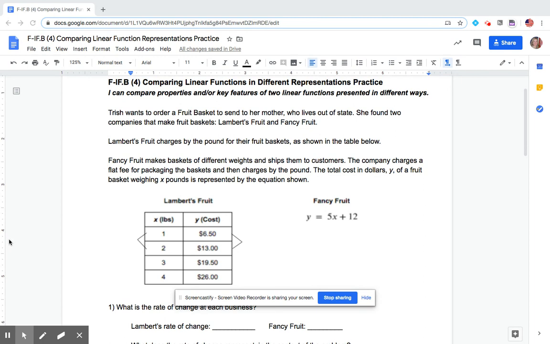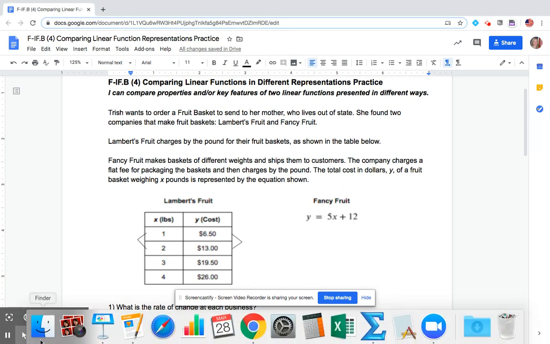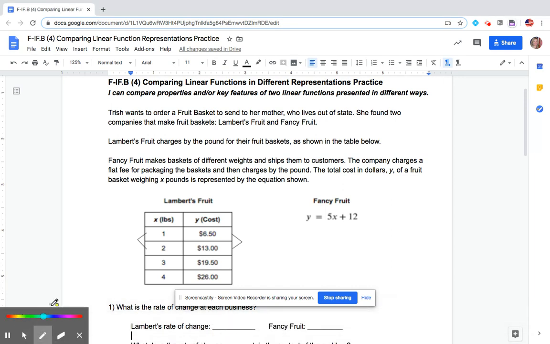Now we're going to read the context. Trish wants to order a fruit basket to send to her mother who lives out of state. She found two companies that make fruit baskets, Lambert's Fruit and Fancy Fruit. Lambert's Fruit charges by the pound for their fruit baskets, as shown in the table. Fancy Fruit makes baskets of different weights and ships them to customers. The company charges a flat fee for packaging the baskets and then charges by the pound. The total cost in dollars of a fruit basket weighing X pounds is represented in the equation shown.